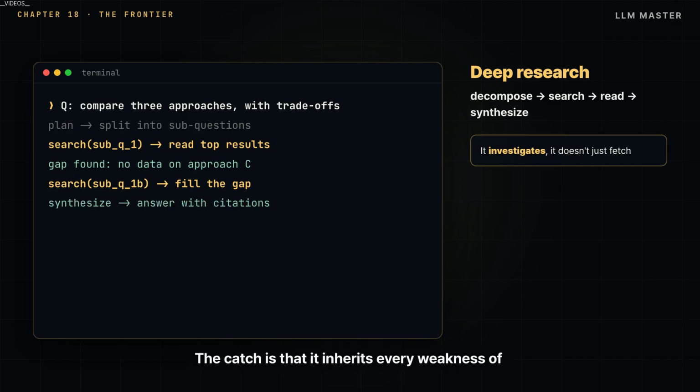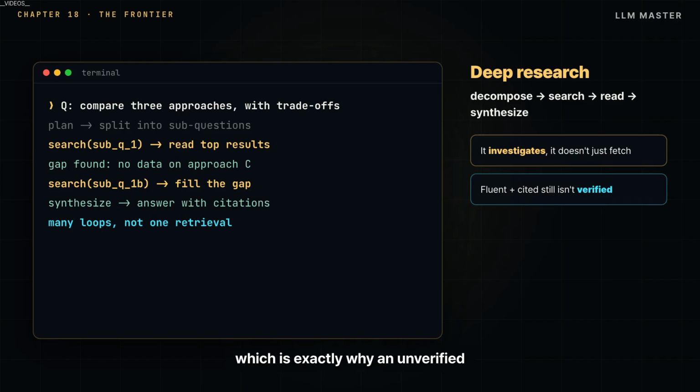The catch is that it inherits every weakness of the web at once. Sources contradict each other. Some are outright wrong, and a fluent model will happily weave a confident narrative around a bad source. Length and citations feel authoritative, which is exactly why an unverified deep research report is dangerous. It looks like diligence whether or not any happened.